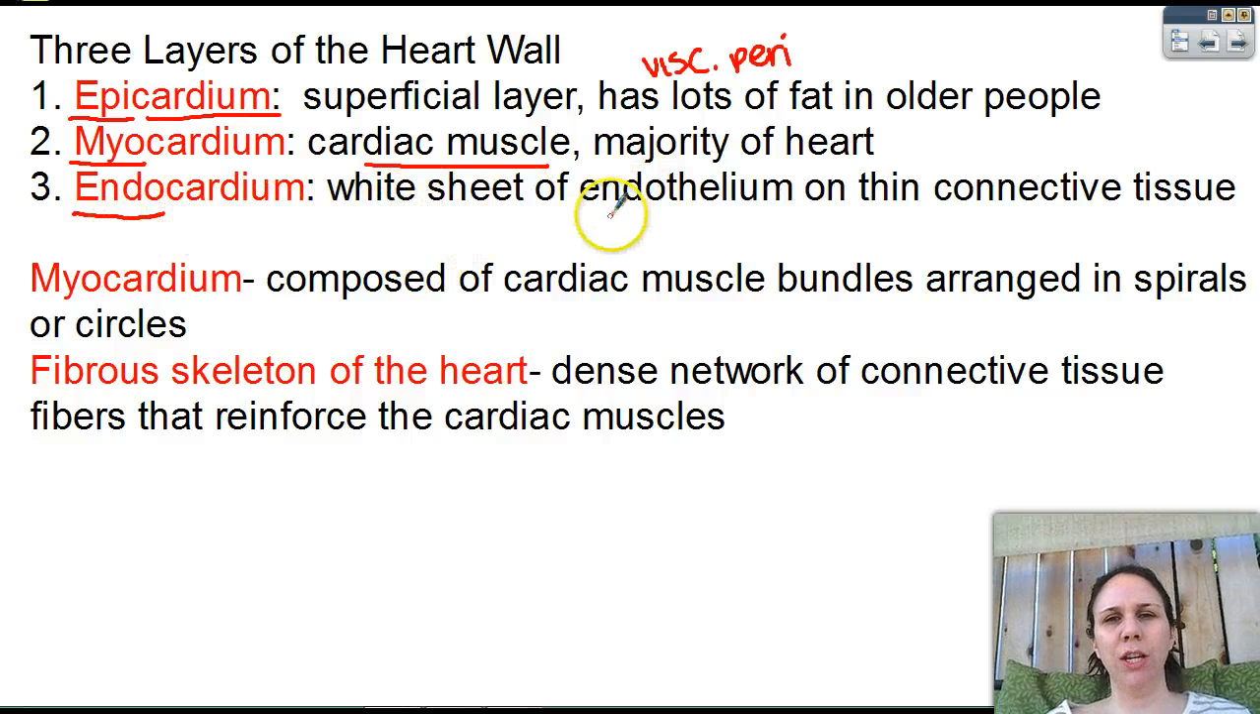Endocardium, which is a white sheet, and there's that word again, endothelium, of thin connective tissue, which lines the inside of your heart and is continuous with all the blood vessels that go into and out of your heart.